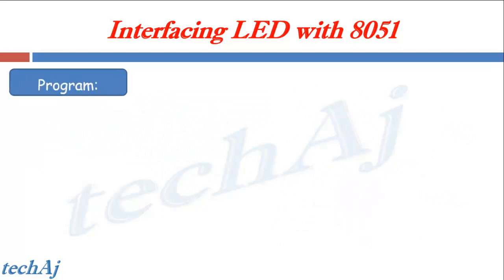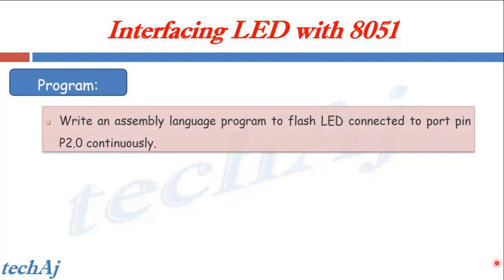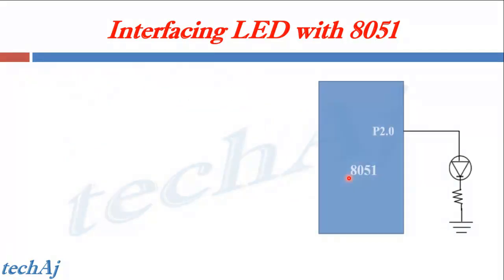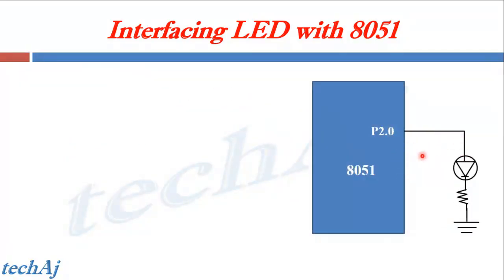Let's write one simple program for LED interfacing. The problem statement is: write an assembly language program to flash an LED connected to the port pin P2.0 continuously. Here we can observe the diagram where the LED has been connected to P2.0. The cathode of the LED is connected to the ground and the anode of the LED is connected to the pin. So whenever this pin sends logic 1, the LED will turn on, and whenever this pin sends logic 0, the LED will turn off.